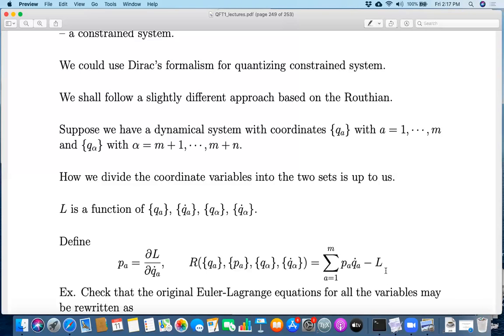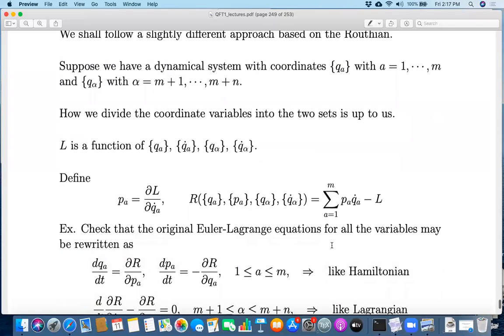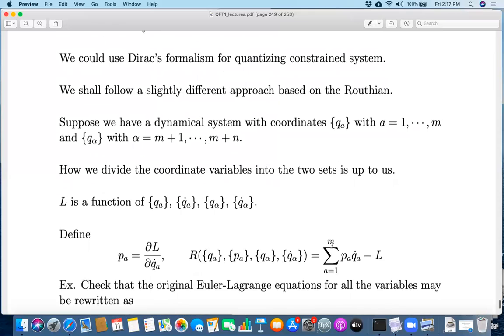So it's as if we are going to the Hamiltonian formulation, but on the way, we have forgotten about the Q alpha variables. You have gone to the Hamiltonian formulation only with a subset of the variables, which are labeled by A from 1 to M. Is this definition clear?